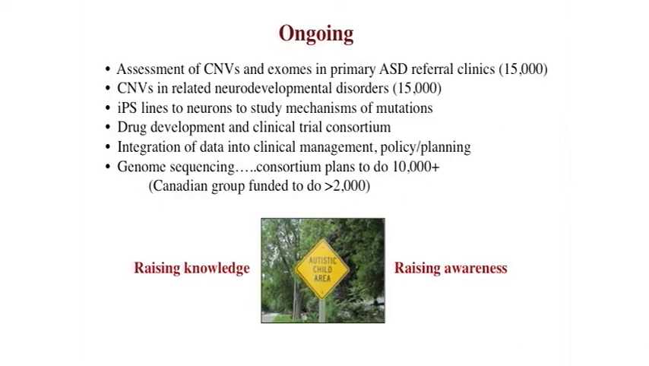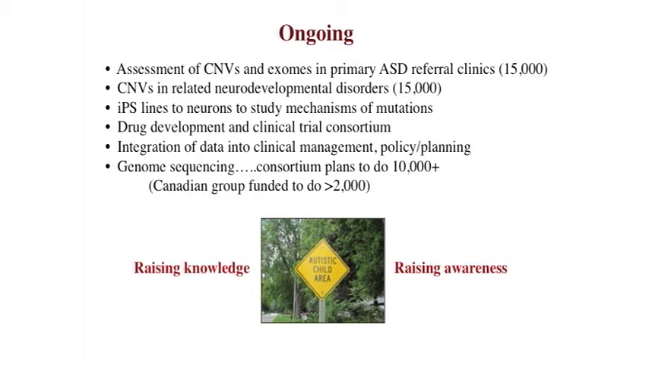And just finally, I just wanted to tell you other things we're working on. We have a grant that will fund us to do assessment of high-resolution CNVs and exomes, although I'm going to try to push the government to move us into whole genome now based on this new paper, where we'll be testing primary ASD referral clinics, so 15,000 cases over the next, it's a 5-year grant, we're 2 years in now. And then also we're testing CNVs and related neurodevelopmental disorders. We've started to generate iPS lines, I mentioned for Ph.D. but for known mutations to study mechanisms.